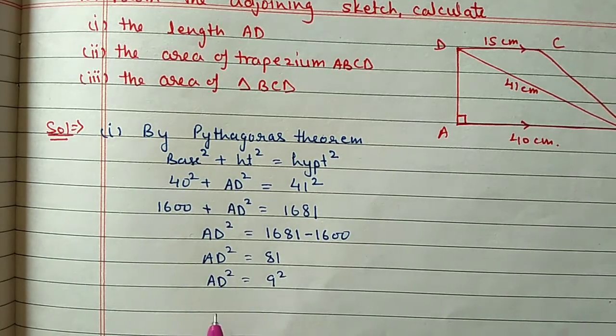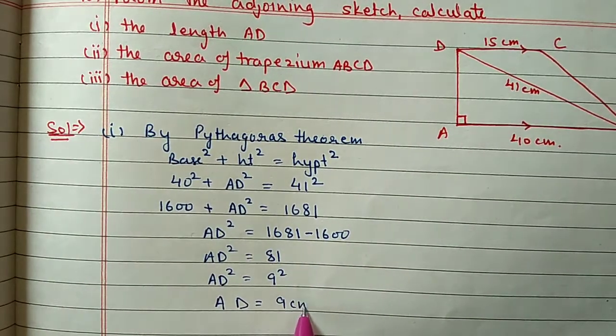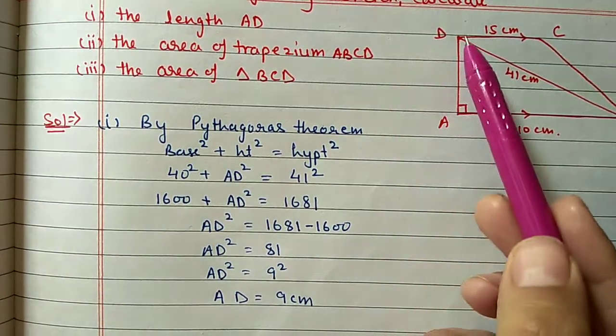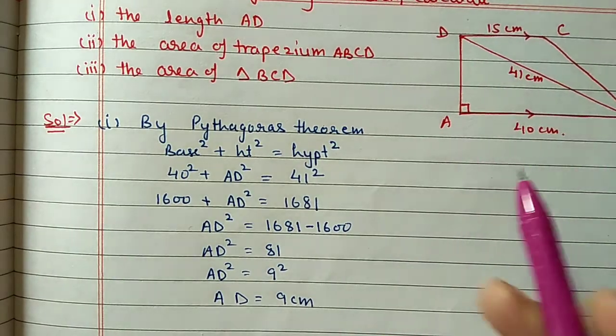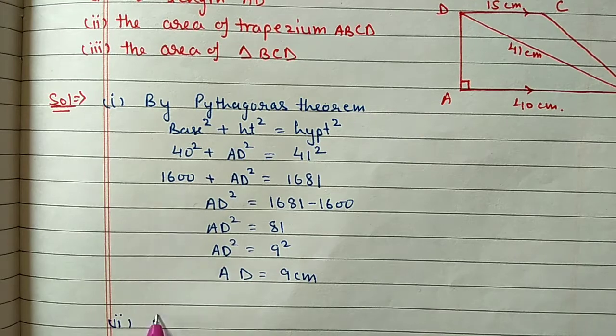81 we can write as 9 square, and AD square we can write as it is. Therefore AD is equal to 9 centimeter. Square to square we can cancel out. So we got this side. This is the height for this trapezium. Now we will find out the second part, area of the trapezium.